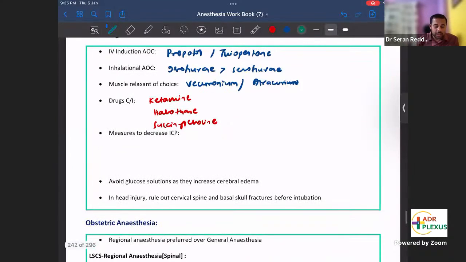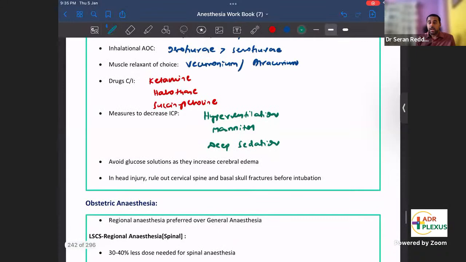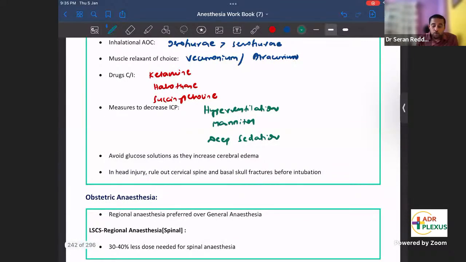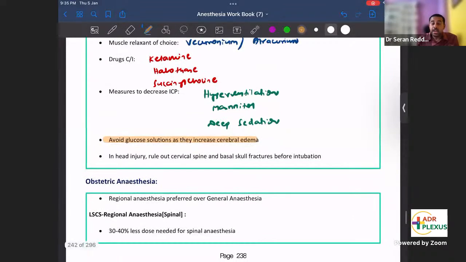And what are the measures to decrease the ICP? You can hyperventilate intraoperatively. You can get a question like what are the measures: hyperventilation, giving mannitol, and deep sedation. And avoid glucose solutions intraoperatively as they increase cerebral edema. And in head injury, very, very important, rule out cervical spine and basal skull fractures before intubation.